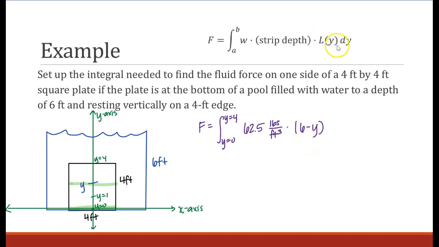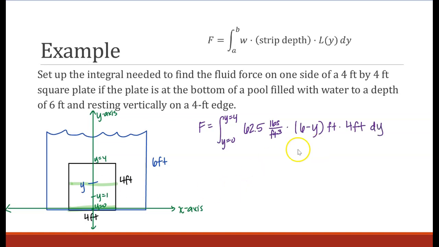And then last but not least, I need to find the length of each strip. And thankfully in this example, the length of each strip is not actually a function of y, it happens to be a constant. So for any generic y I choose between 0 and 4, how long is that strip going to be? Well, this is a square, and so each one is going to be a length of 4 feet. So our strip depth was 6 minus y feet, and our strip length is going to be just 4 feet. It's going to be a constant in this example, dy.